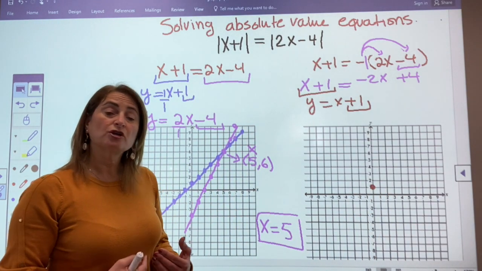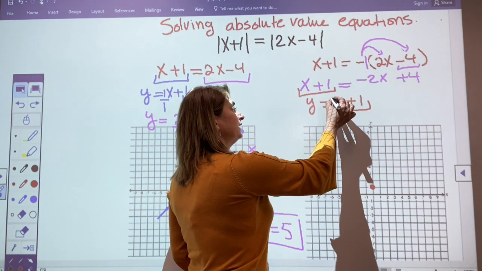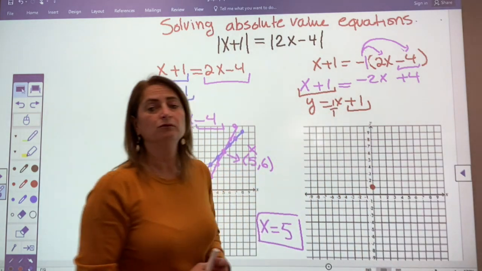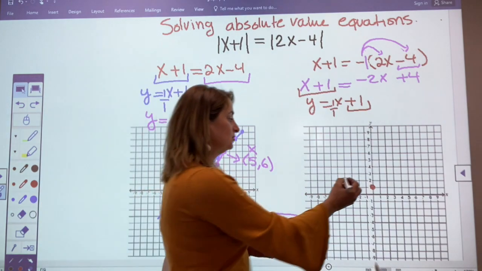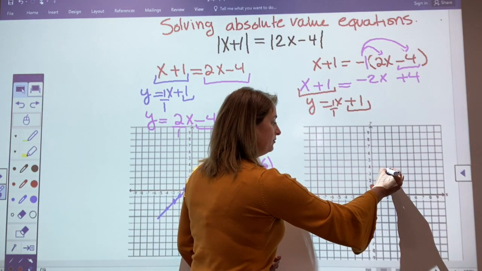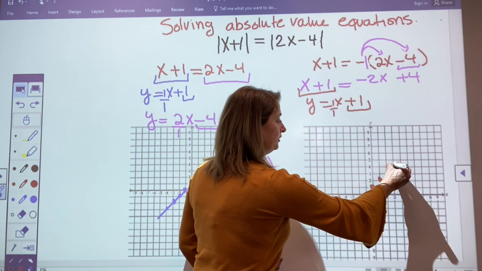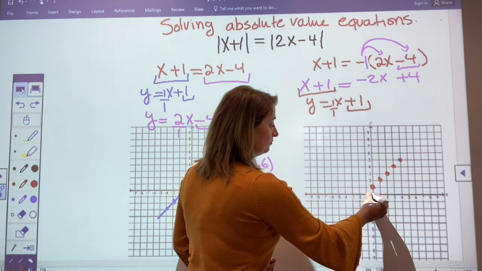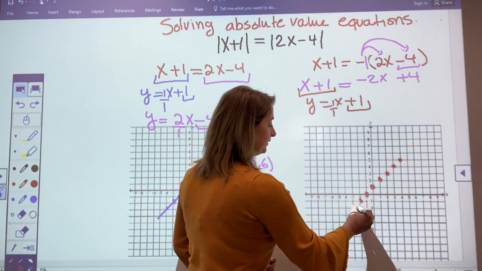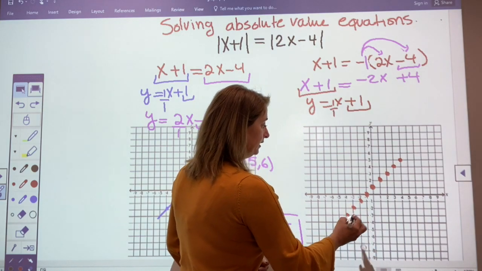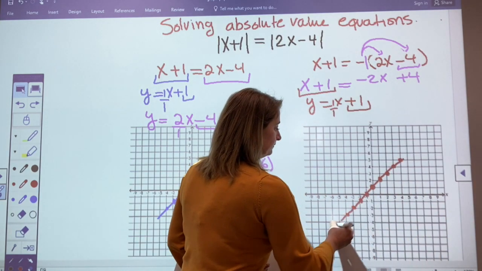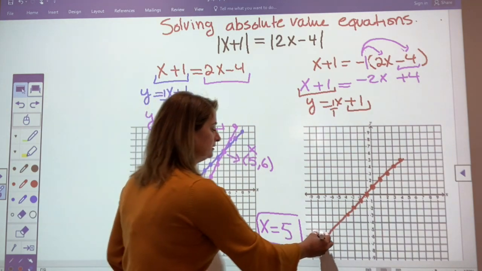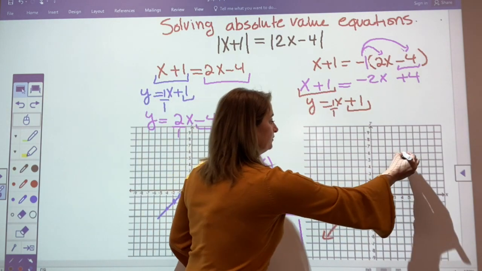Now I need the slope to draw other points. The coefficient of x is 1, so put it over 1, which means you go up 1, right 1. So go up 1, right 1, up 1, right 1, and continue, or go down 1, left 1, and keep it linear. And connect them. And of course it's a line, continue going forever if I need to.